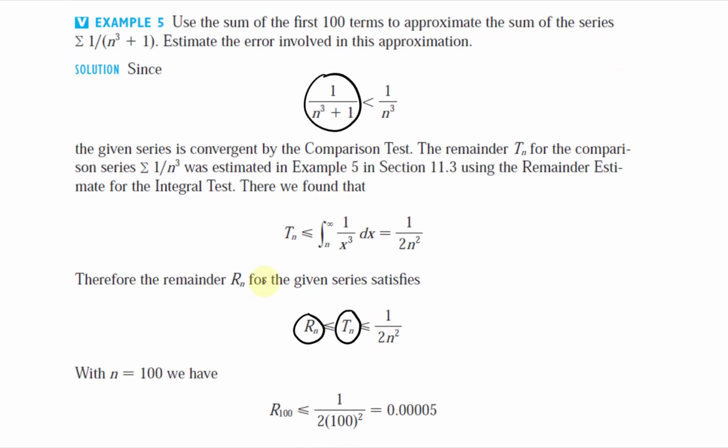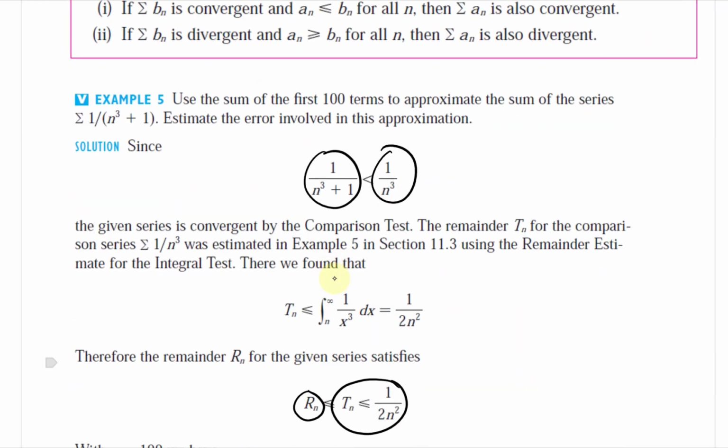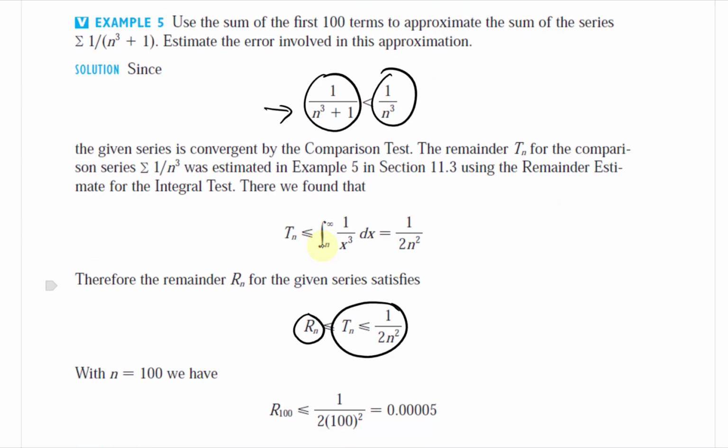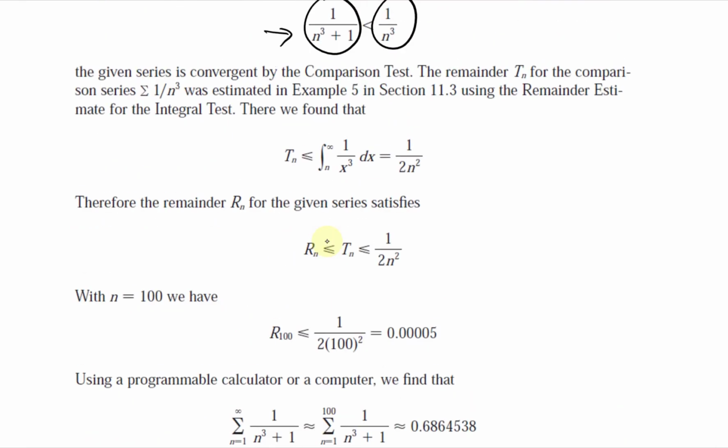So this right here is less than this right here, and that's because of the comparison test, this is smaller. So this one is convergent, but all of these terms are smaller, so this is also convergent. So then the remainder is going to be the same, but with smaller terms. So every single one is going to be smaller. So there is how we could use the estimate setup there.